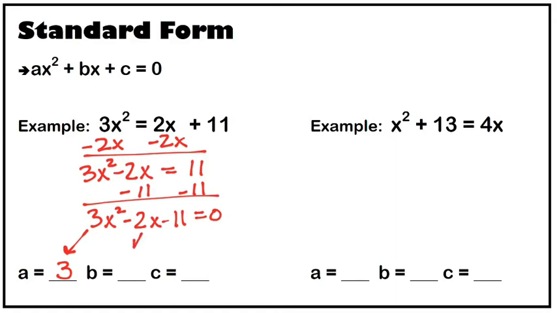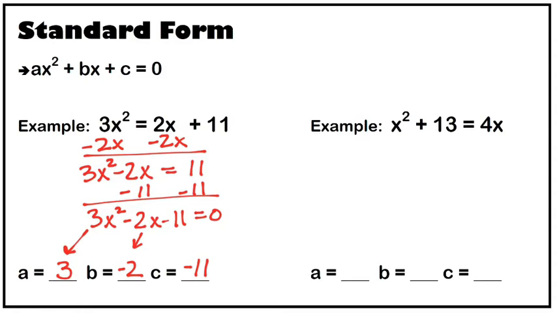Our b is -2. And so the x term, whatever the coefficient is, that's always called b. And our constant term is c, which is -11. So from now on, we'll be talking about our a term, our b term, and our c term. And the only way you can know what your a term, b term, and c term are is if you put the equation into standard form.